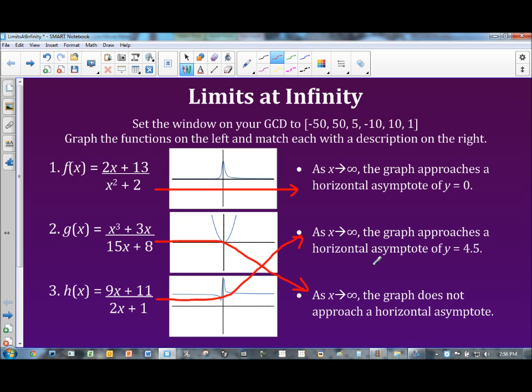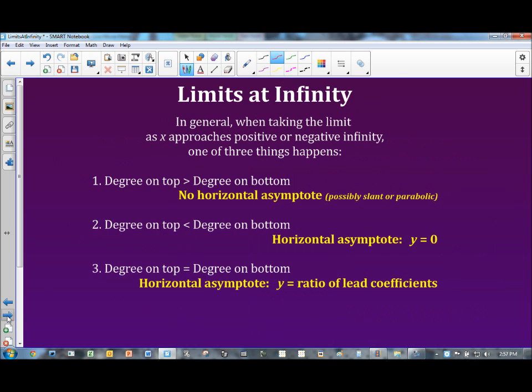So hopefully you got the same things. If not, go back and try this exercise again and see, maybe there were parentheses in the wrong place or something. But let's talk about why any one of those 3 things happens. Well, I gave you an example of each one of these 3 things. One of the functions had a degree on top that was bigger than the degree on the bottom, and that was the one where there was no horizontal asymptote.